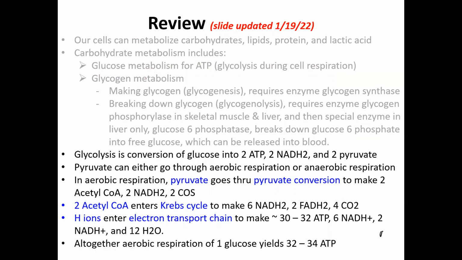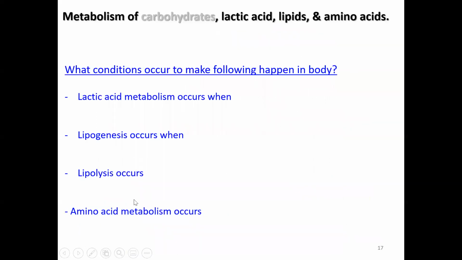All right, so now what we've covered is all that, believe it or not. It gets a little better from here. That was the tough stuff, all right? How glucose is used to make ATP. That was the hard part of this chapter. From here, it gets more reasonable. So we've talked about metabolism of carbohydrates, which is glucose and glycogen.